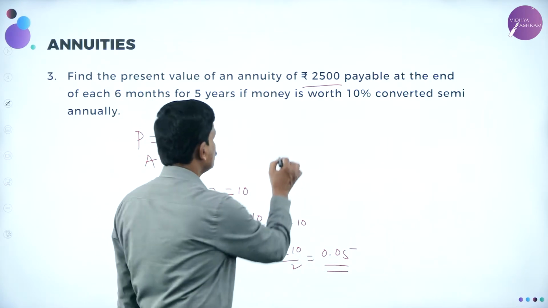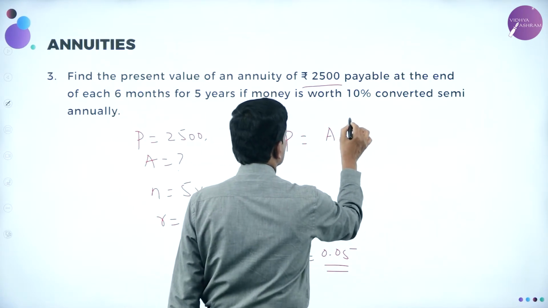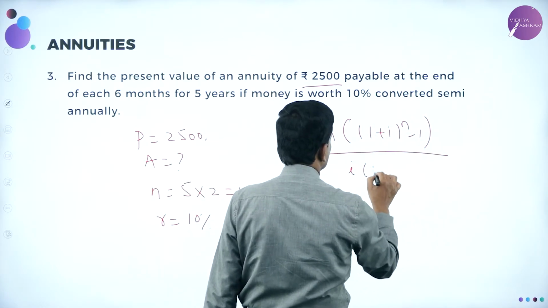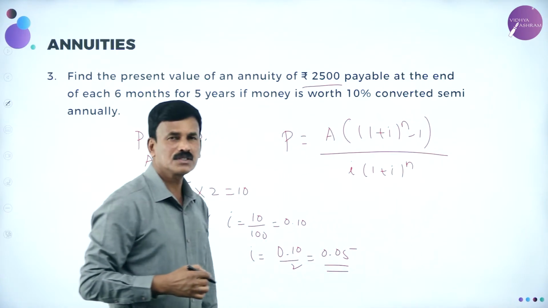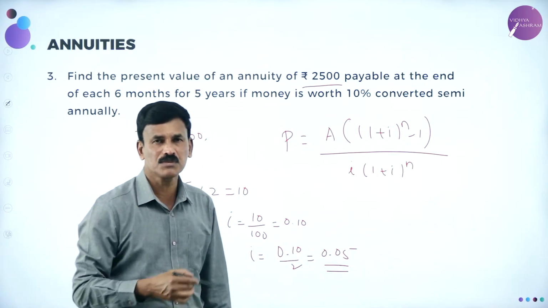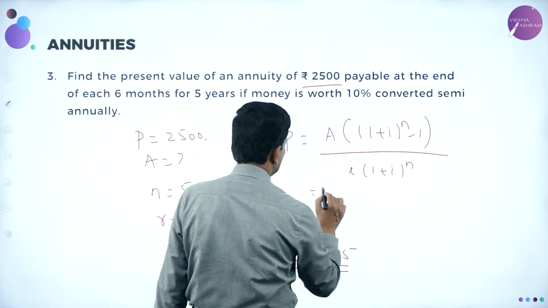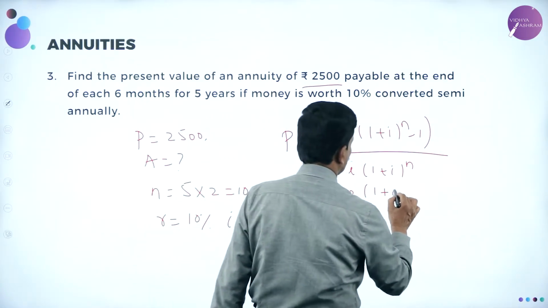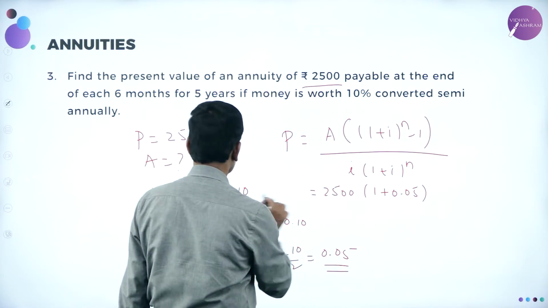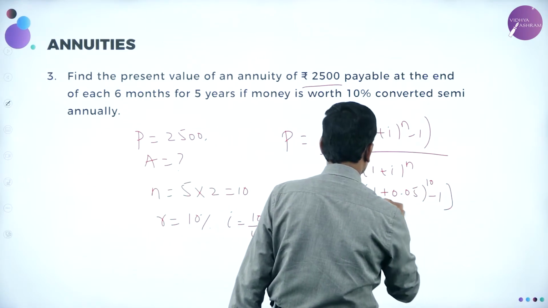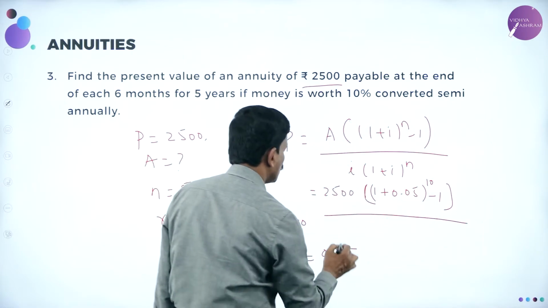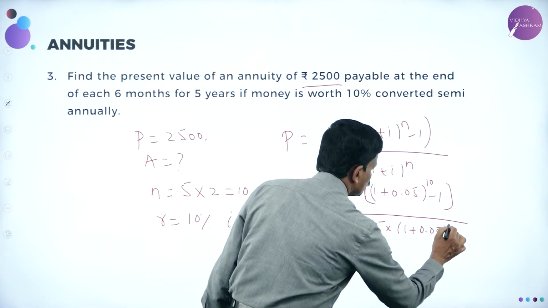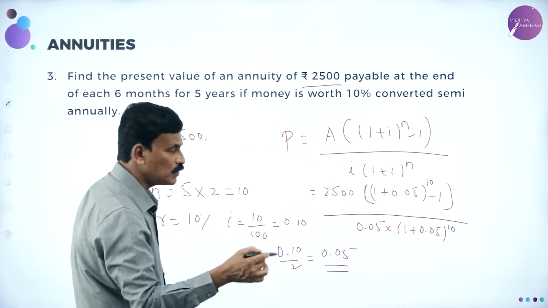Now what is the formula? As usual, P is equal to A into 1 plus I to the power of n minus 1 divided by I into 1 plus I to the power of n. So this is the formula we are going to make use of. Substitute and get the value. Now substitute here. What is A? 2,500 into 1 plus, what is I? I is 0.05 to the power of n. N is equal to 10, minus 1 divided by 0.05 into 1 plus 0.05 to the power of 10. Simplify this. Let me go to the next page.